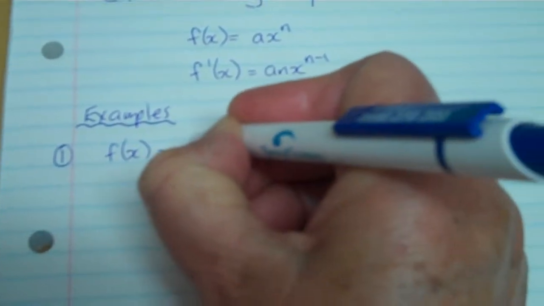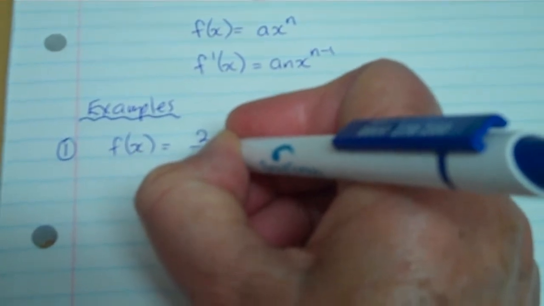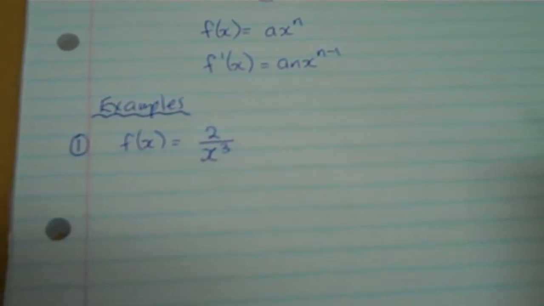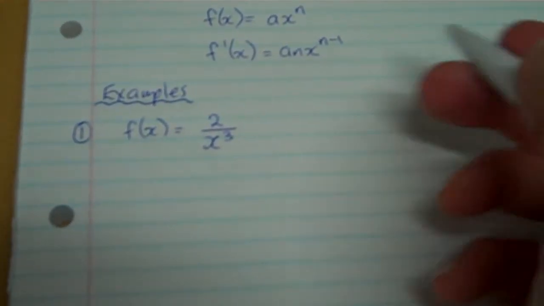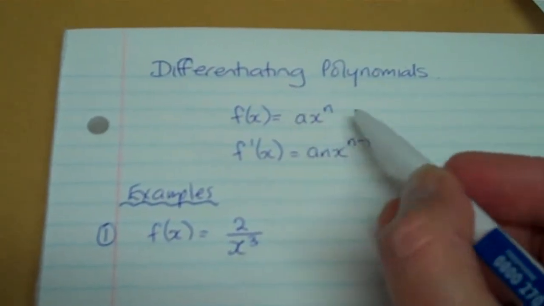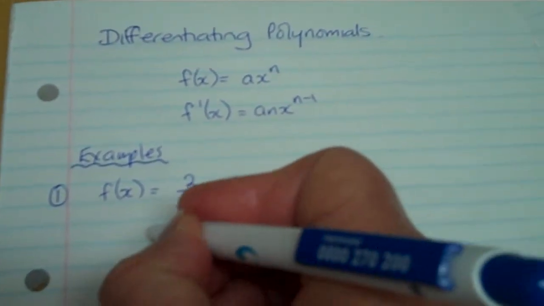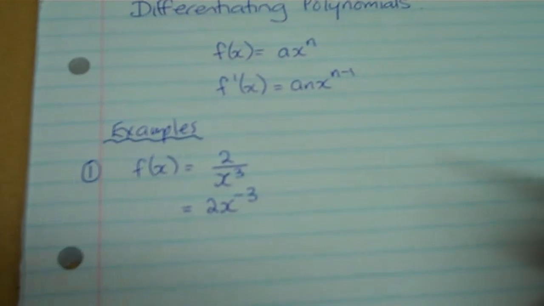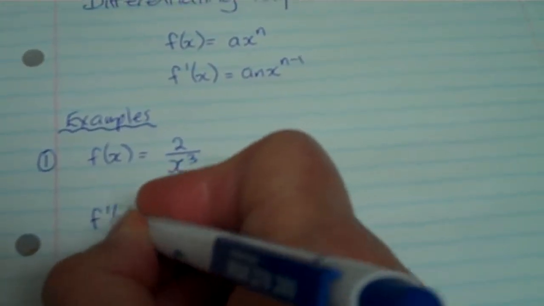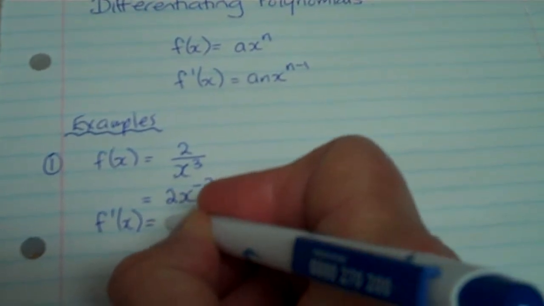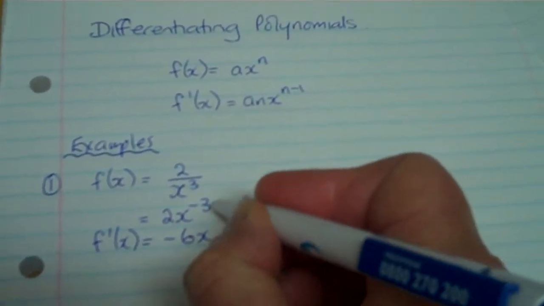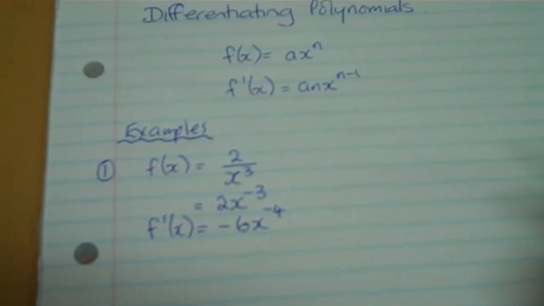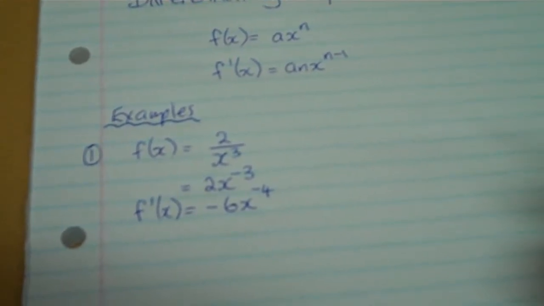So the first example, if we have something like f of x equals 2 over x cubed, we can't differentiate that in its current form, so we need to make it look like these expressions ax to the n. So using our negative indices, this is 2x to the negative 3. Now we can differentiate it. Multiplying by the power, we get negative 6. Taking 1 off the power, we get negative 3 minus 1 is negative 4. So our derived function is negative 6x to the minus 4.